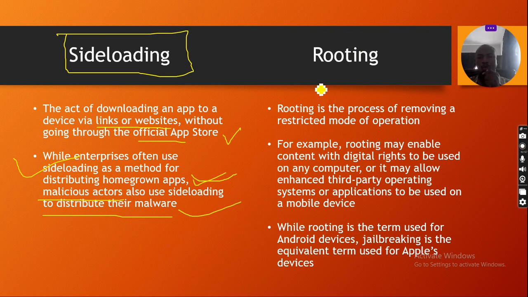Now let's go to what we call rooting. Rooting is the process of removing any restricted mode of operation. For example, rooting may enable content with digital rights to be used on any computer, or it may allow enhanced third-party operating systems or applications to be used on a mobile device, because you have removed the restricted mode of operation.